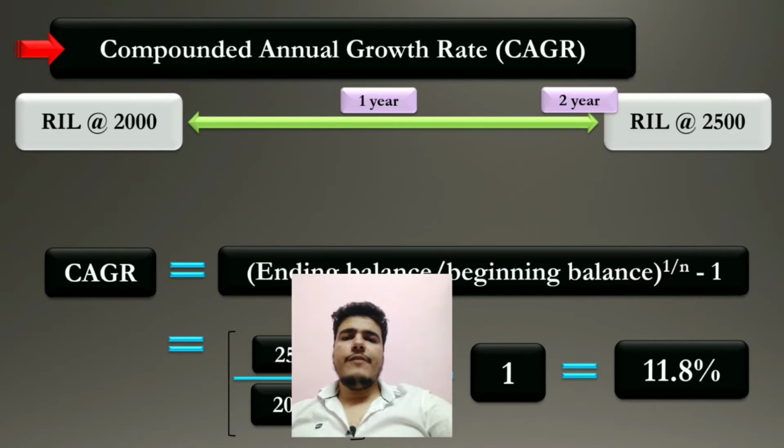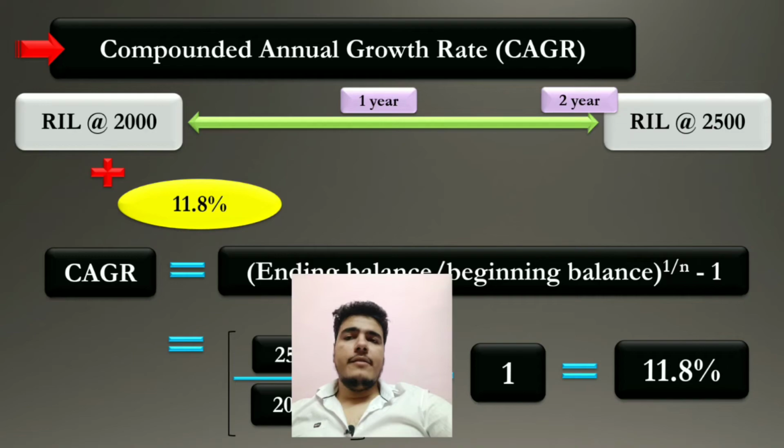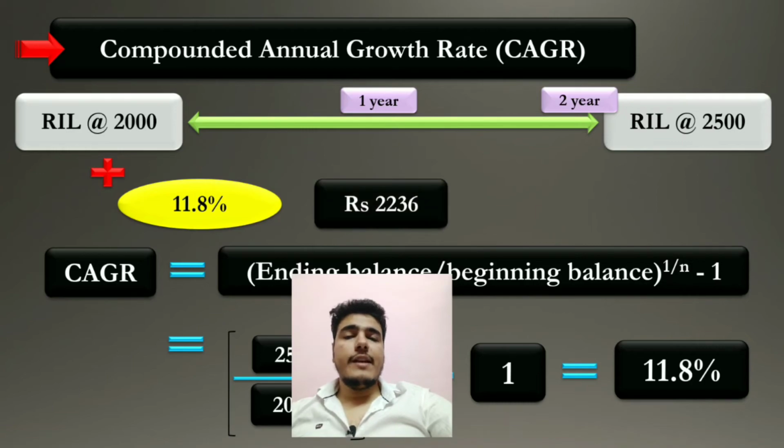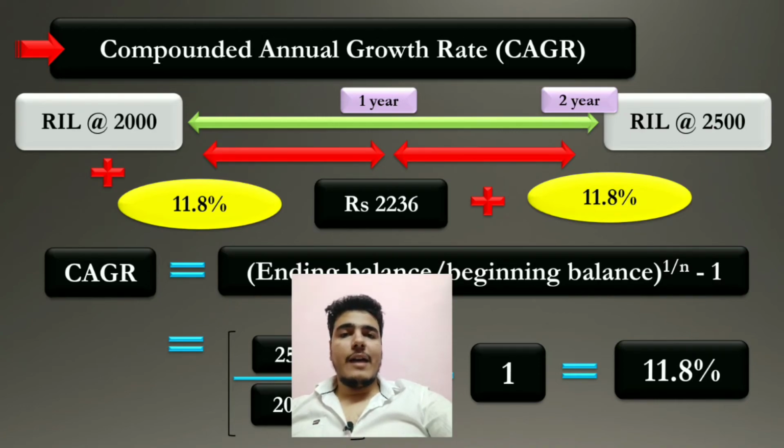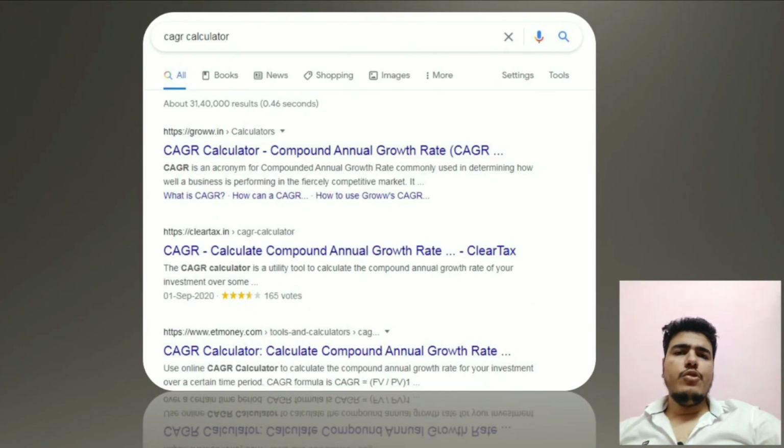And you can cross verify this 11.8%: you have to add 11.8% to the amount invested, that is 2000. So after 1 year you will get rupees 2236, and you have to add 11.8% again and you will get 2500 after 2 years, okay. So now you can easily see it considers compounding too, but in case of average returns there is no consideration of compounding, right? And in case of absolute return there is no consideration of time period, but in CAGR time period and effect of compounding both are there. So this is the most accurate form of return.